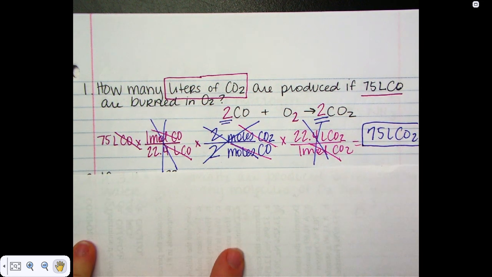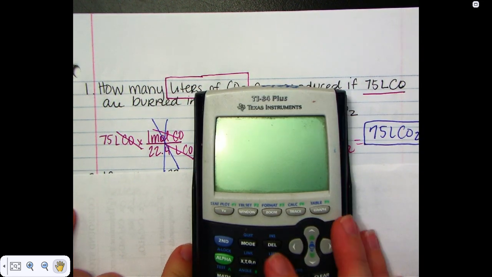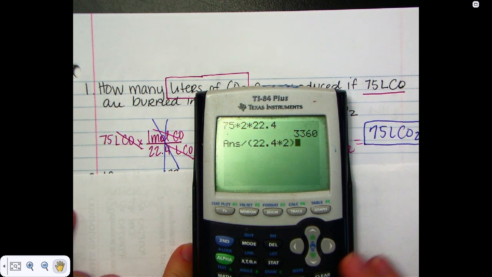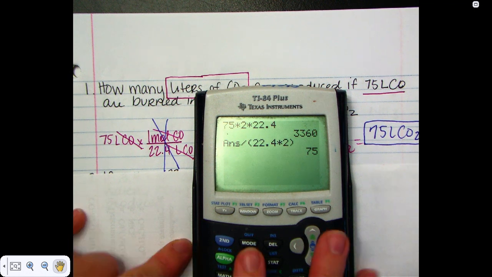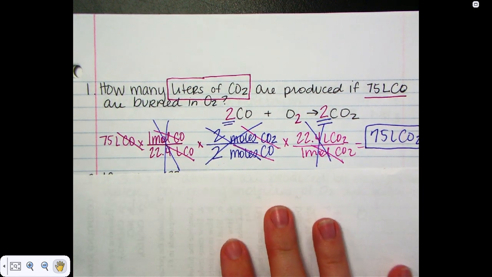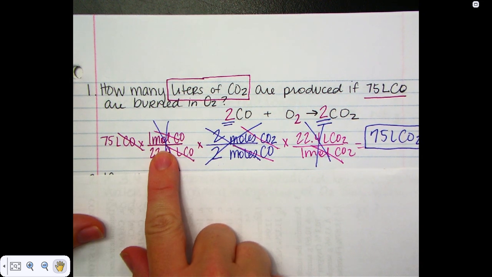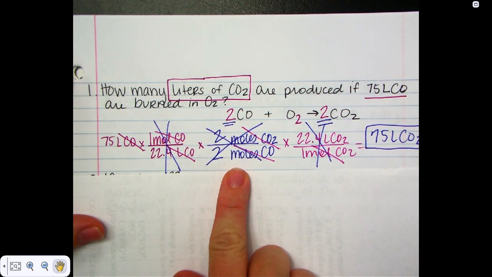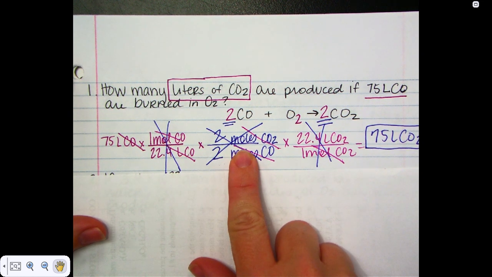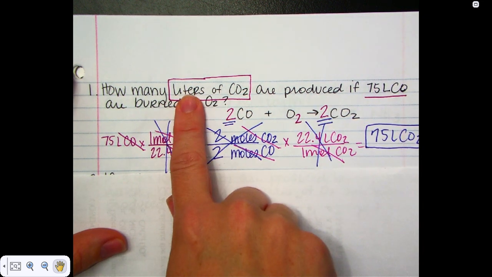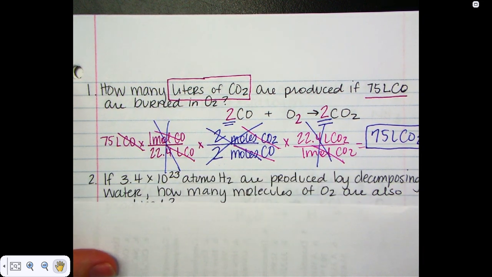Now, I could also go through and type all that into my calculator, right? So 75 times 2 times 22.4 divided by 22.4 times 2. Still 75, okay? It's not voodoo math. So what did I see here? I started with liters of CO. I converted to moles of CO. I did my mole bridge step. That got me from moles of CO into moles of CO2. Then I converted to liters of CO2. And that's what the question asked for. All right, so let's go on to the next one.